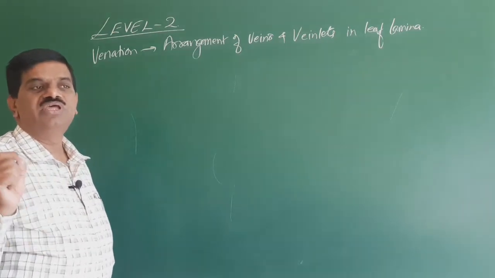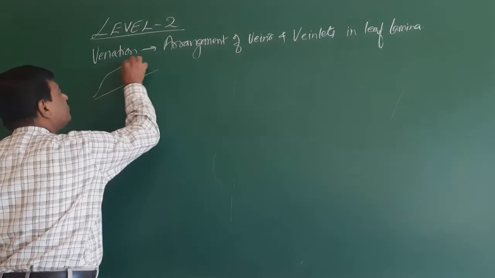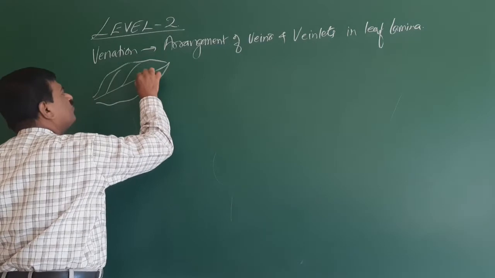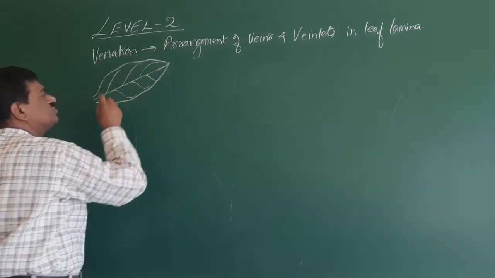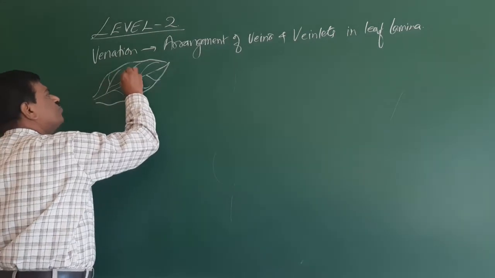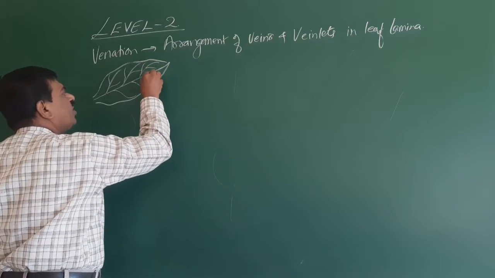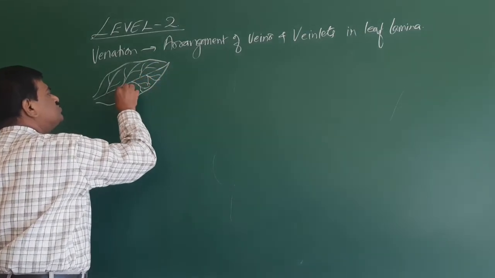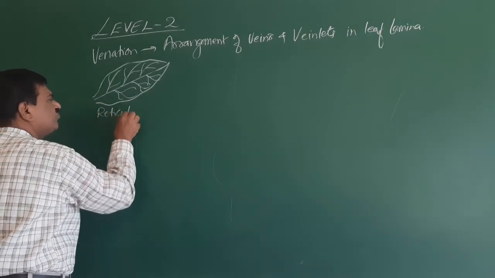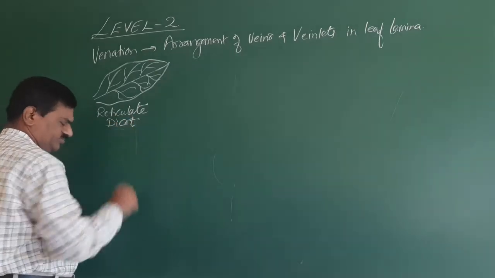Here in the reticulate venation, you can see that in a leaf the veins and veinlets are arranged in the form of a net. So this is called the midrib, and these are called veins, and these are called veinlets. So veins and veinlets, all these are in the form of a network. Hence, it is usually called reticulate type, and this can be noticed in the dicot.